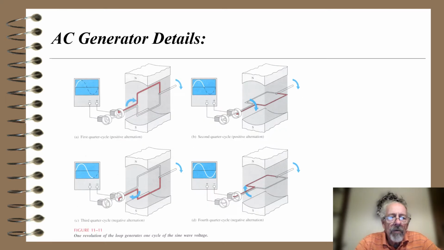In the next slide, here's more detail. In part A, the upper left, we have the first quarter cycle, the first 90 degrees of rotation of the loop, and on the oscilloscope we see the first 90 degrees of the sine wave. At the top right, we see the second quarter cycle, now 180 degrees of rotation, and we see the top or positive alternation of the sine wave. At the bottom left, we see another 90-degree rotation, now 270 degrees, and we see 3/4 of the sine wave. Finally, at the bottom right, we see 360 degrees of rotation back to the start, and one complete sine wave. Again, one rotation, 360 degrees, is equal to one sine wave.